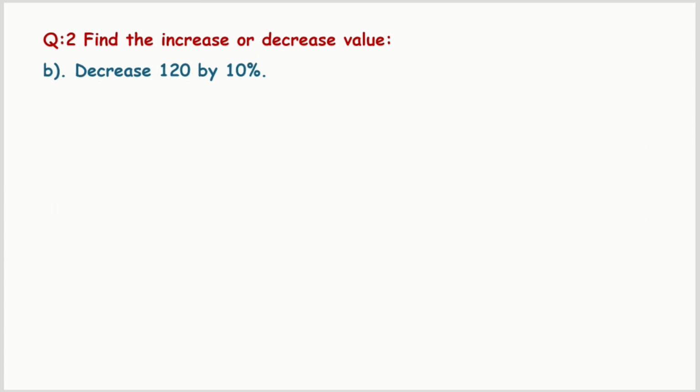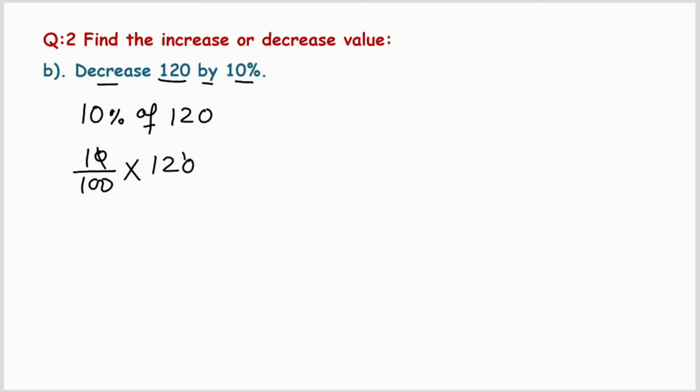So in the previous we saw the increment. Now we will do the decrease value. So decrease 120 by 10%. So what will be the value when 120 is decreased by 10%? So how we will calculate? First of all, we will calculate 10% of 120. So 10 over 100 times 120. This 20 will be cancelled with these 20. So the value is 12.